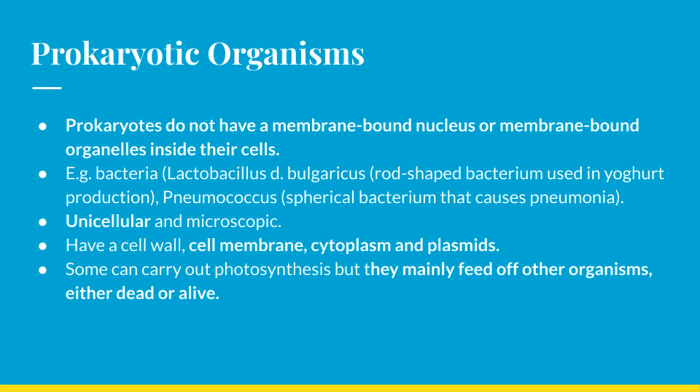Most prokaryotic organisms are unicellular and microscopic, meaning they have a single cell, and they are very minute. They have a cell wall, cell membrane, cytoplasm, and plasmids. Some can carry out photosynthesis, but they mainly feed off other organisms, either dead or alive.